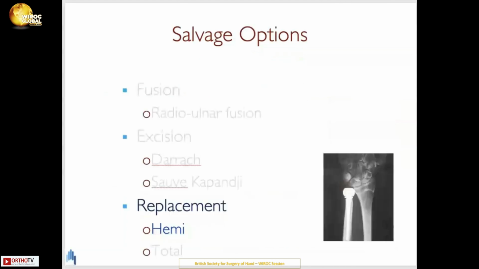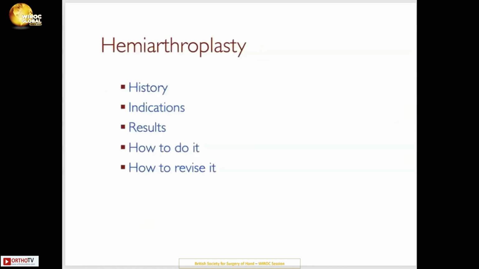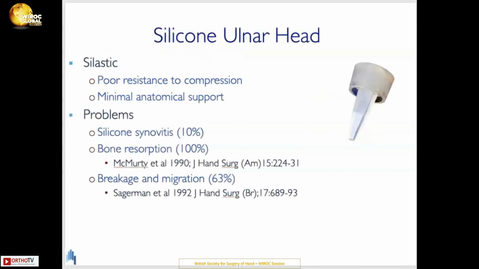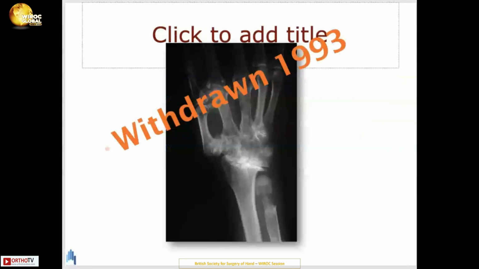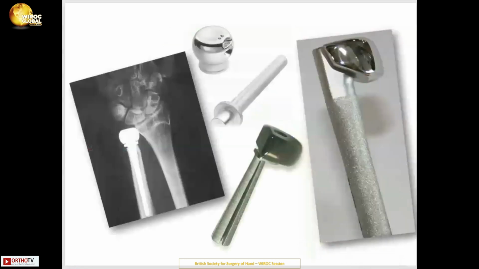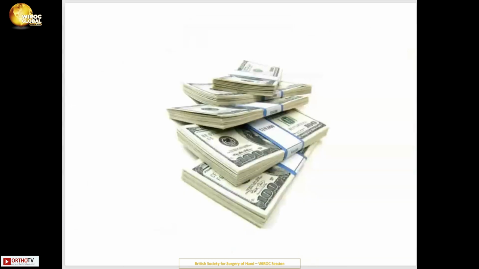About replacement, you can do a hemi or a total. We'll look at hemi first of all. Now, the history of the hemi, well, it all started off with a silicon ulnar head, but these have poor resistance to compression, minimal anatomical support. In fact, they were withdrawn nearly 30 years ago. So this brought us to anatomical designs. And if you can restore the normal forearm kinematics by replacing like with like, the ulnar head, then, at least in the laboratory, you get a good outcome. And this has led to various implants which have come onto the market. One or two have been withdrawn, and they're all pretty expensive.